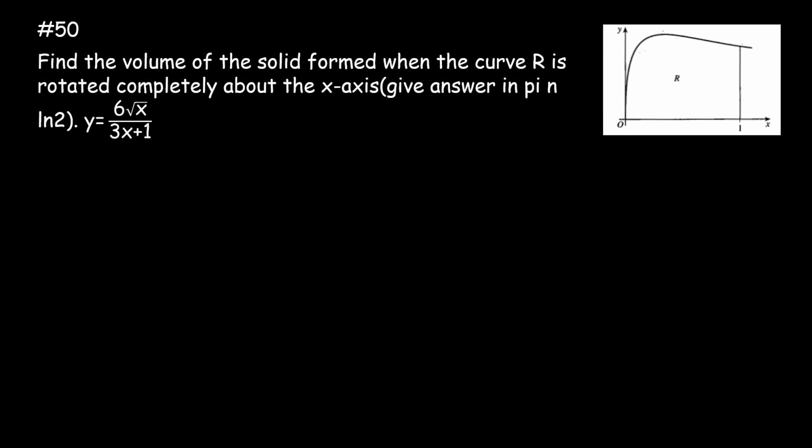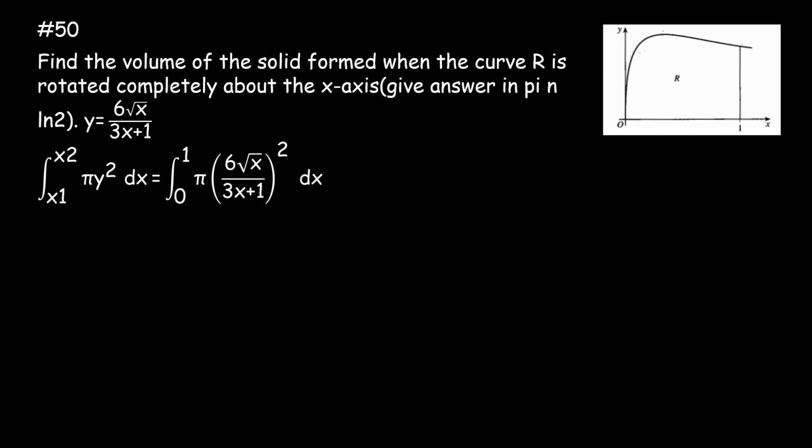Question 50. Find the volume of the solid formed when the curve R is rotated completely about the x-axis. Give your answer in pi and a natural log of 2. The curve has been given with the equation y equal to 6 squared x over 3x plus 1. And we are integrating from 0 to 1.